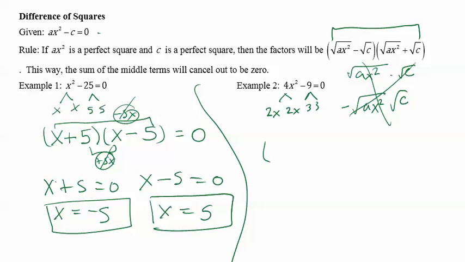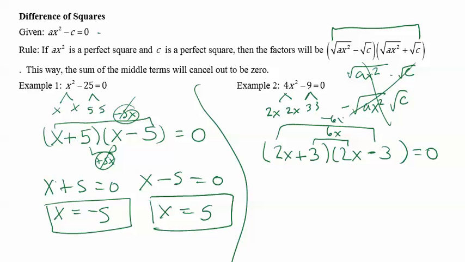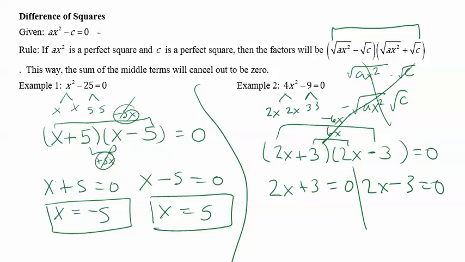Now let's break it up: 2x and 2x, and then 3 and 3. In order for the middle terms to cancel out, one has to be positive and one has to be negative. In this case, I get positive 6x and negative 6x, which will cancel to 0. Now let's continue solving for x. 2x plus 3 equals 0, and 2x minus 3 equals 0. So x is equal to negative 3 halves, and x is equal to positive 3 halves.